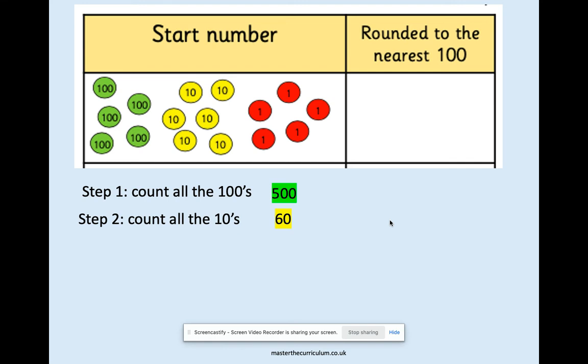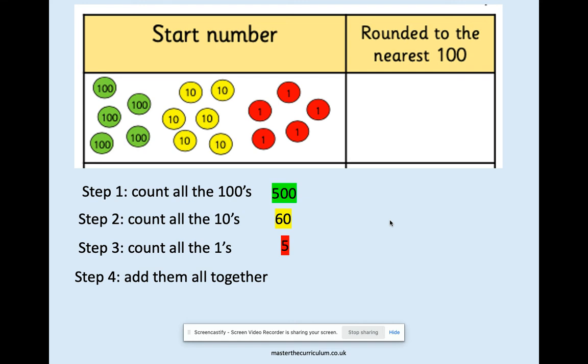Super, 60, yellow, 10 counters. Now count all your ones. 5. And as you would guess now, we're going to add them all together and we're going to end up with a total of 565.